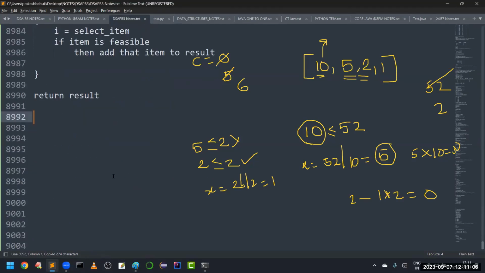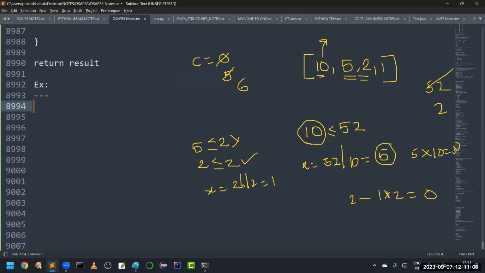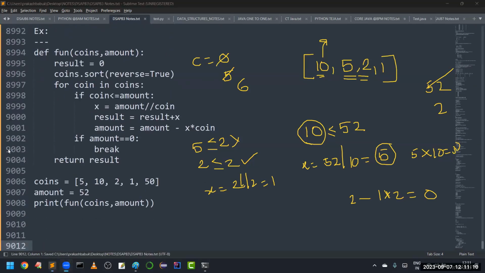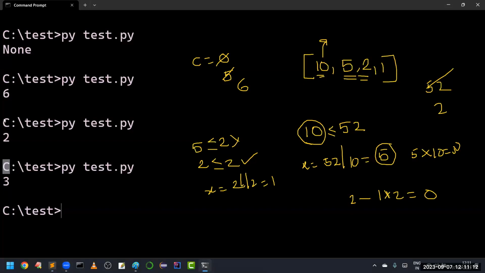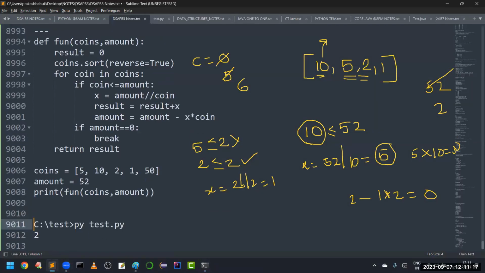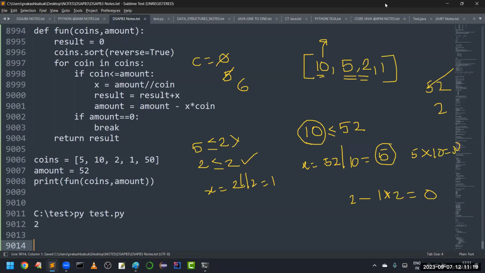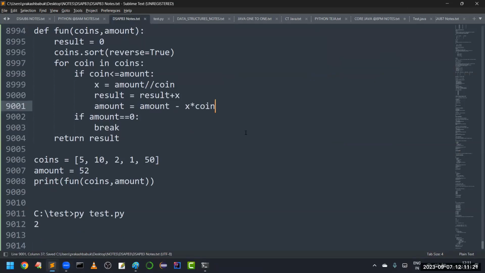Are you clear with this? How you can find out the optimal solution for this? Please confirm. Yes, sir. Like this, there are n number of real-time problems. We can solve all those real-time problems by using this.